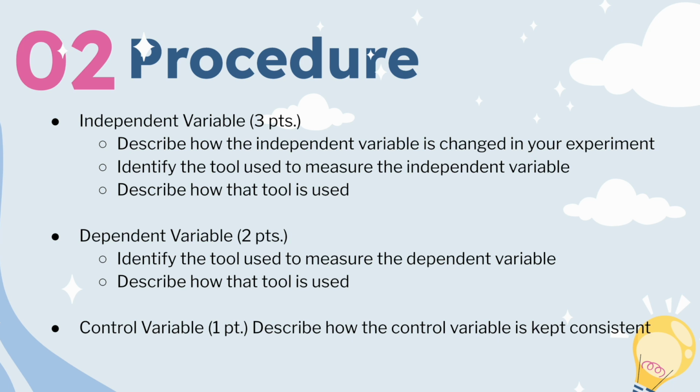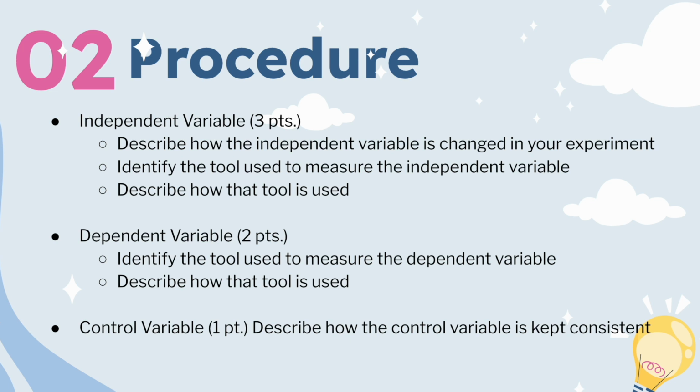Finally, I'm looking for a line about how the control variable is kept constant. Maybe you use the same light bulb, or the same Van de Graaff generator, or the same cart every time. But in any case, you should be able to tell clearly from your lab how the control is kept consistent so that you have a fair trial.